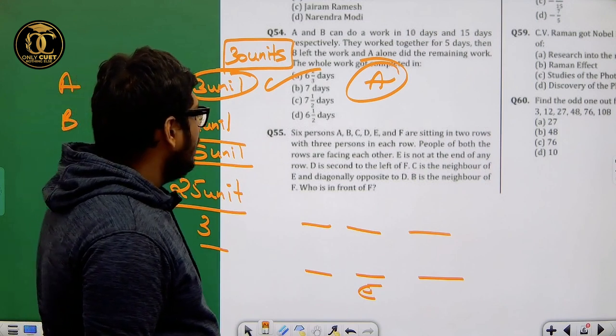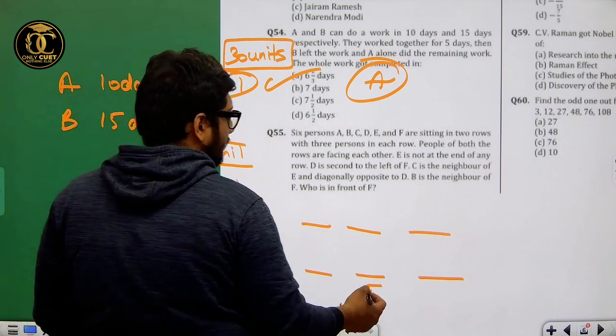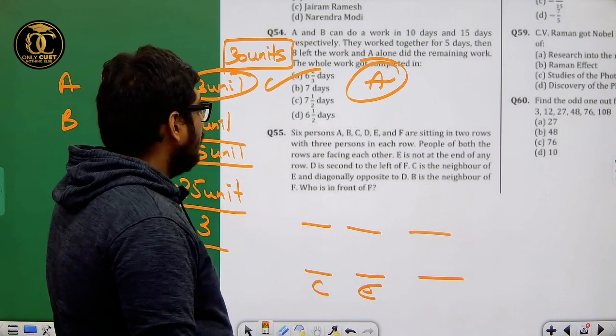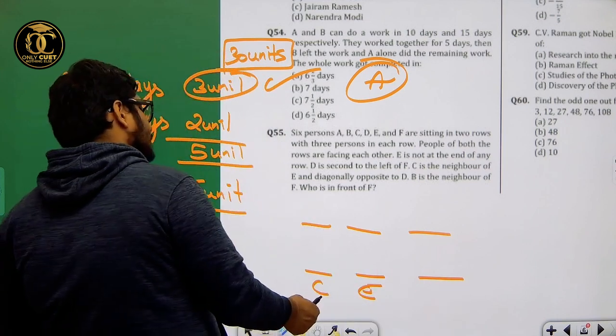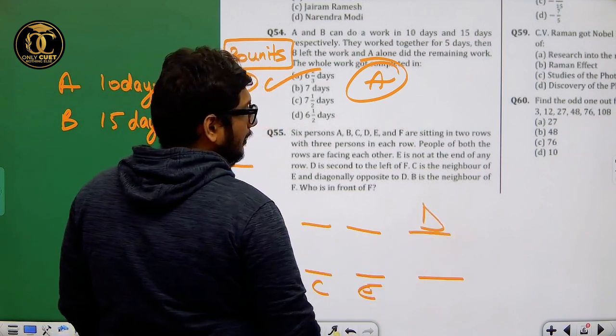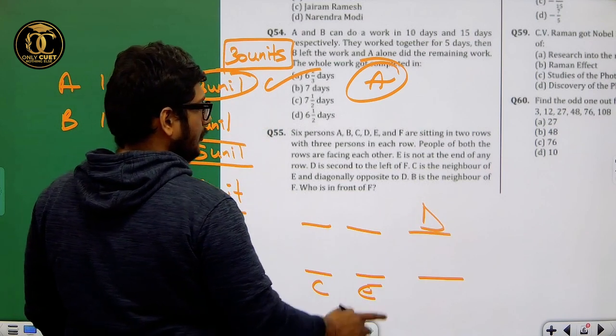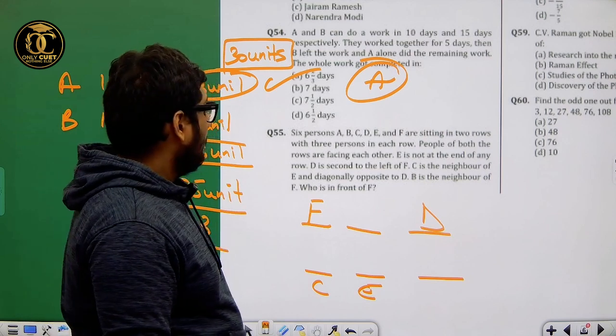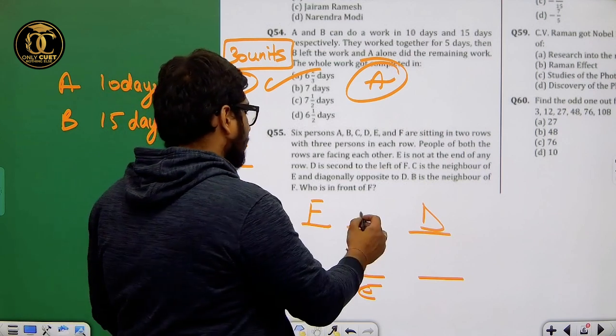D is second to the left of F. C is the neighbor of E. C can be here or here. Let us see which. Now, C is diagonally opposite to D. And he says D is second to the left of F. B is the neighbor of F.